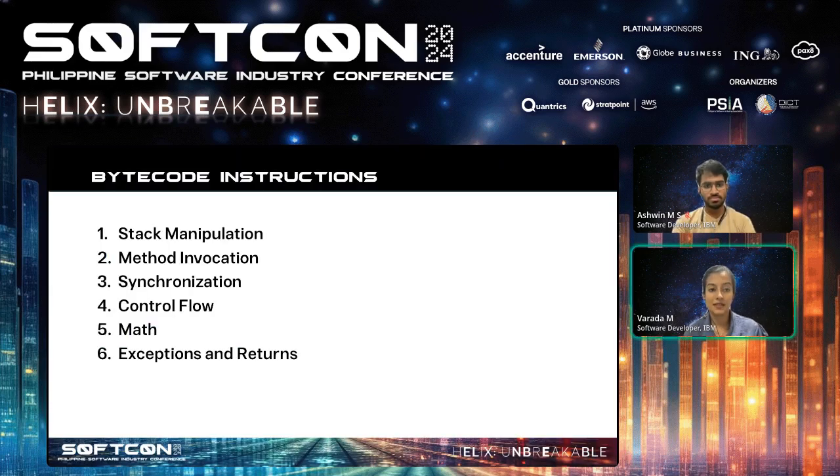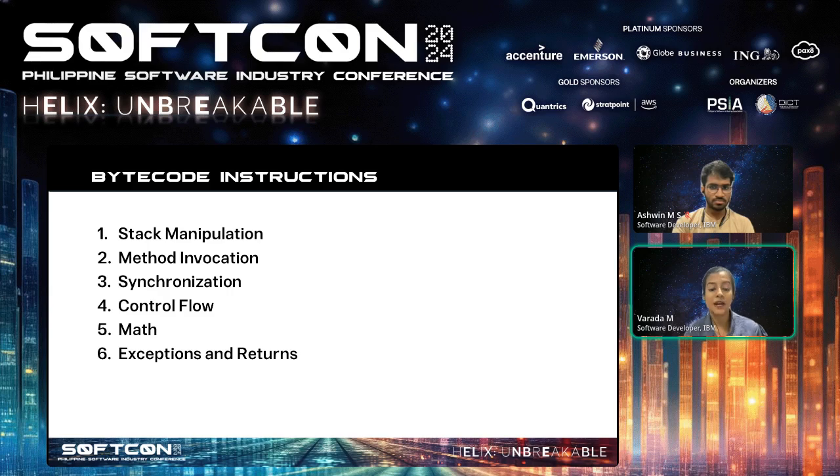Moving on, we can see what kind of bytecode instructions there are and how they are categorized. There are a few of them that I listed: stack manipulation, method invocation, synchronization, control flow, math, and exceptions and returns. We will cover a few of them in detail and a few of them along with the example that will be discussed towards the end of this session.